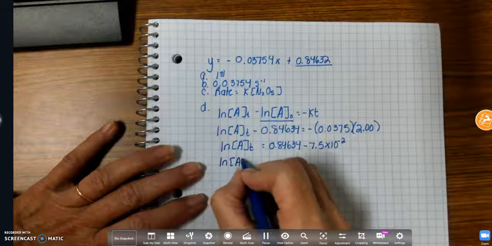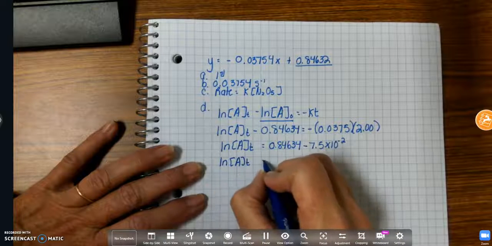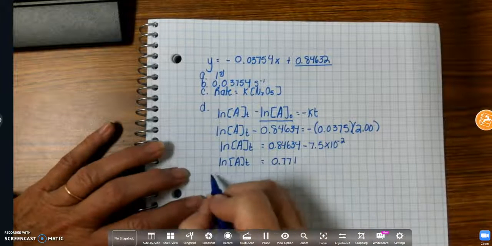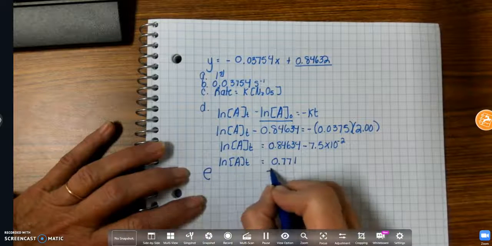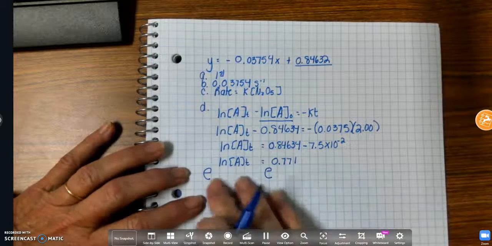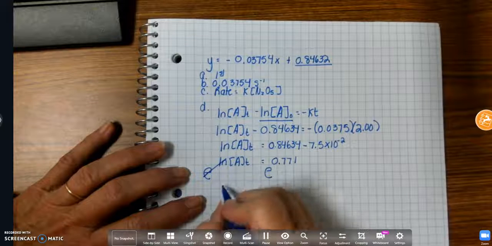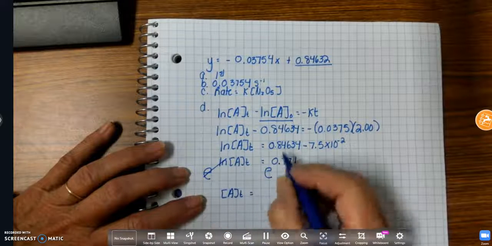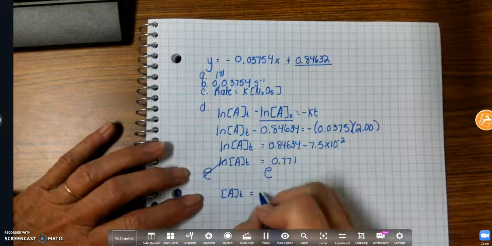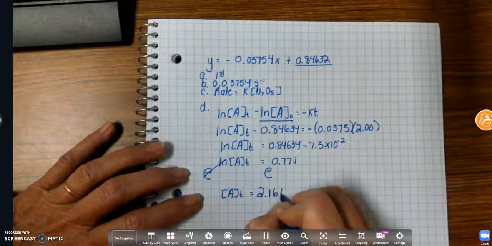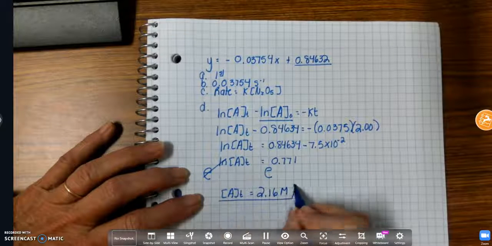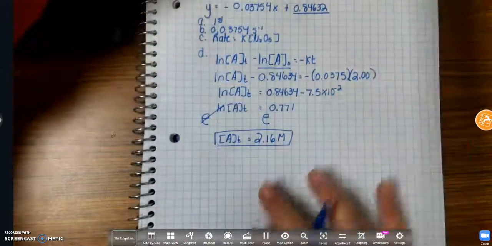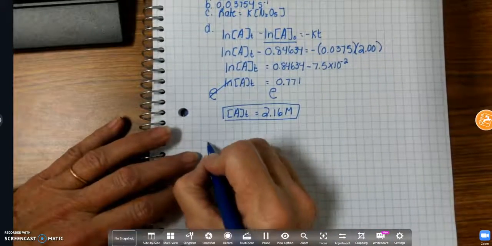That means log of A at time t is equal to 0.771. I'm going to take the inverse log of each of these. That cancels that out. That means that A at time t is equal to e to the 0.771, which is 2.16 molar.